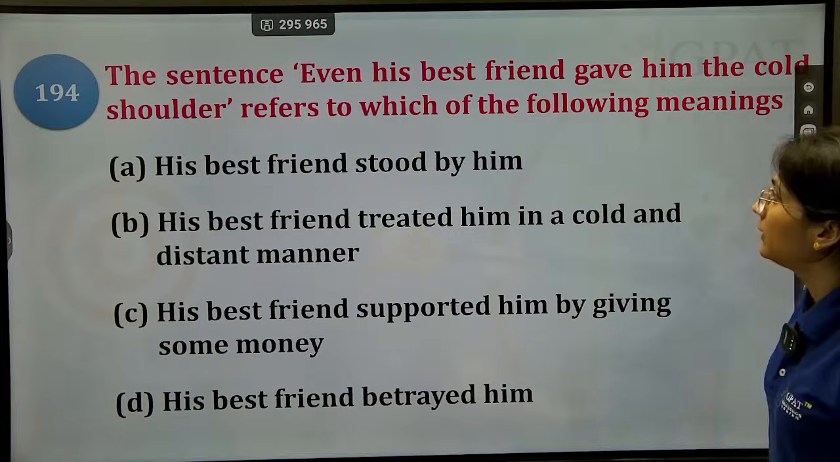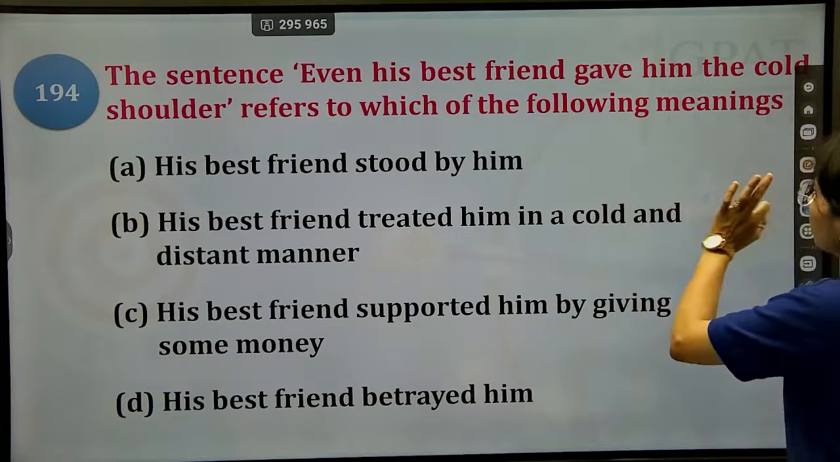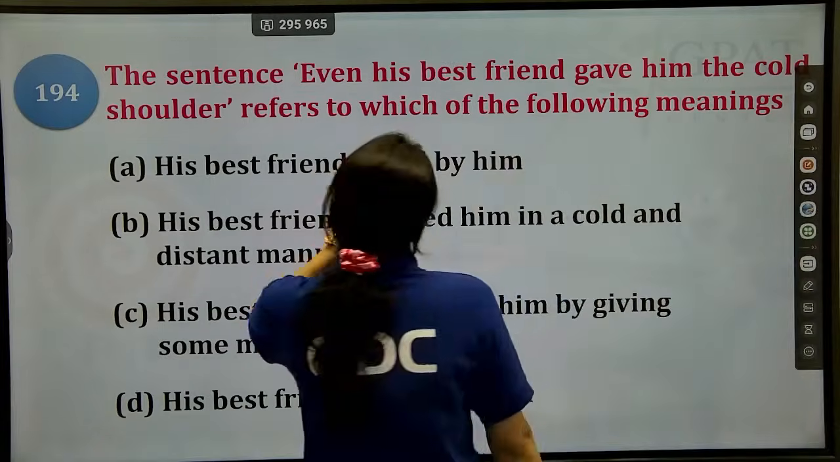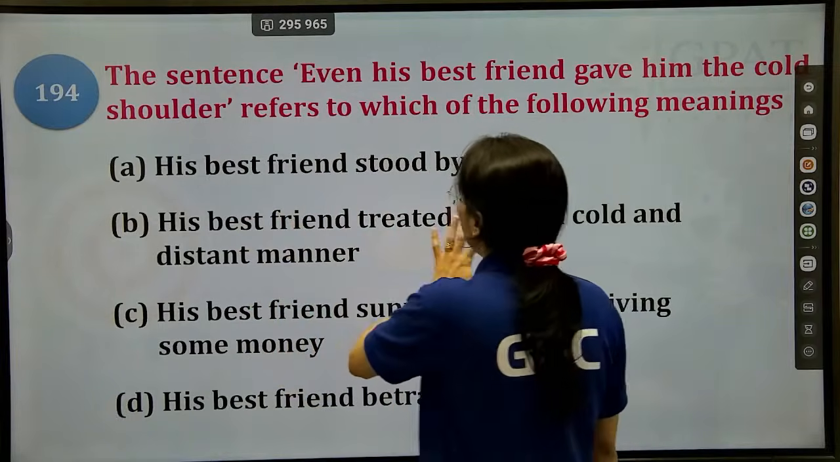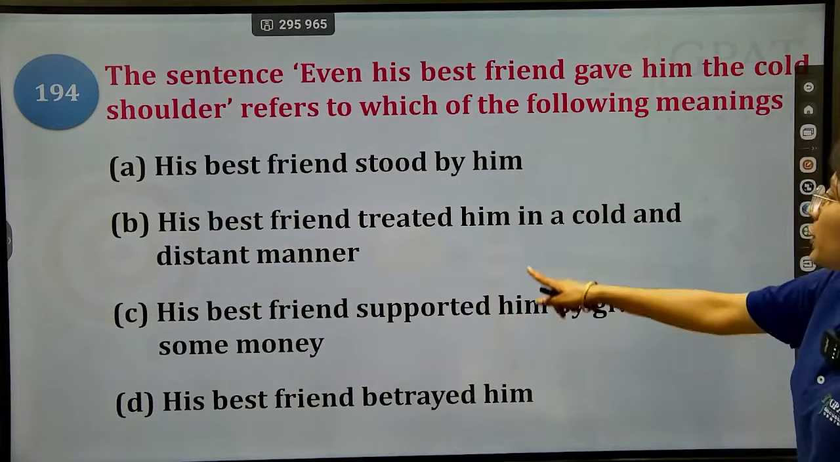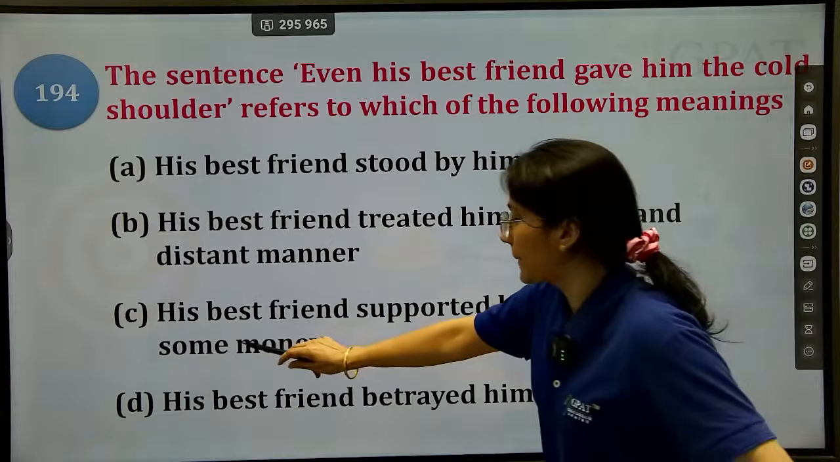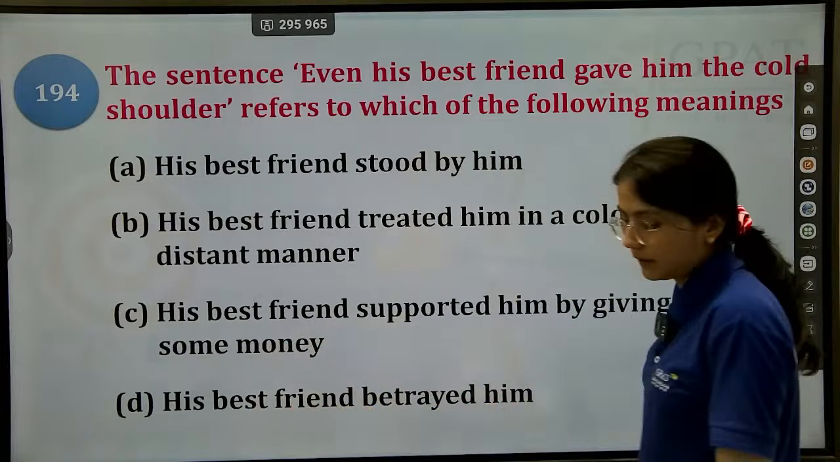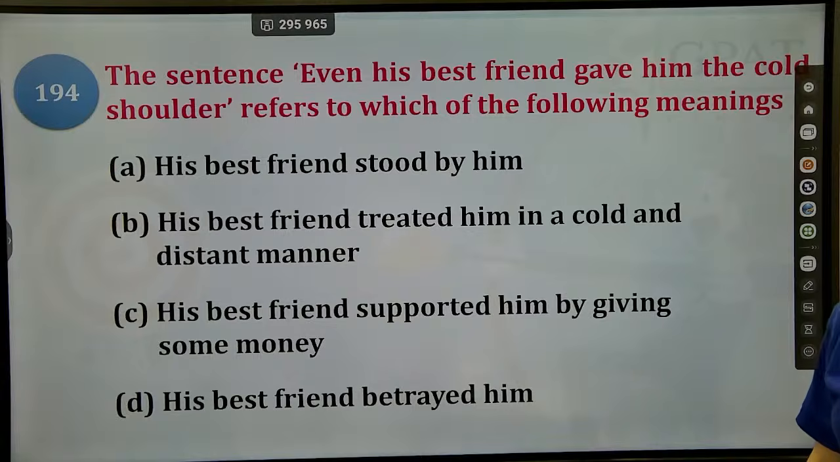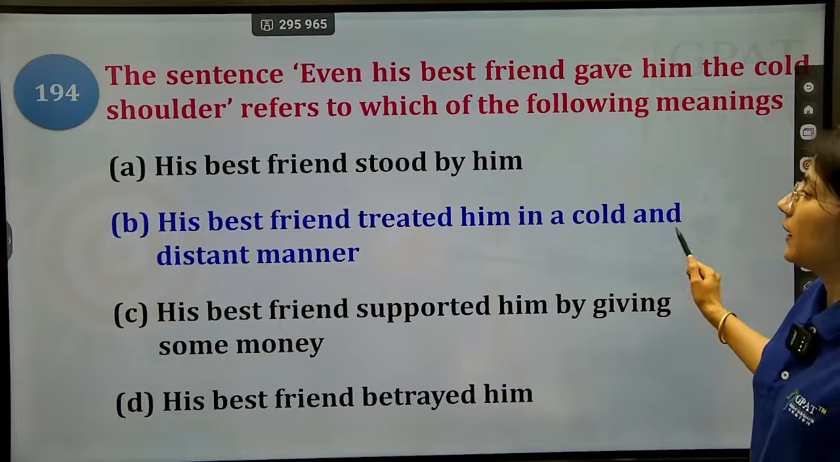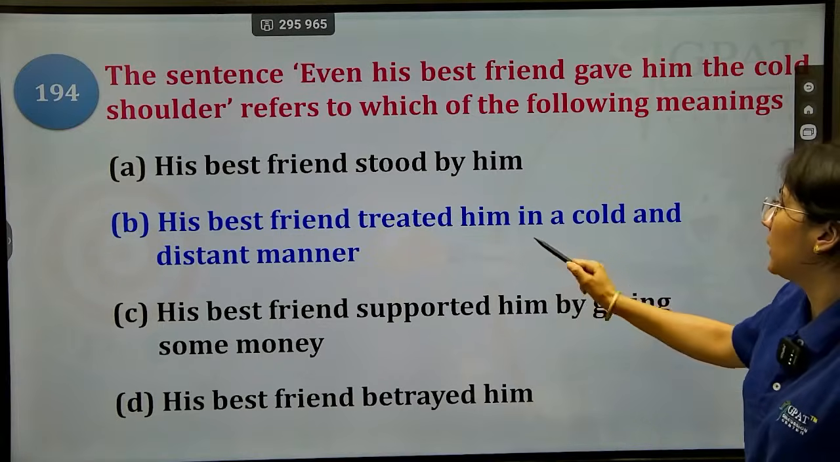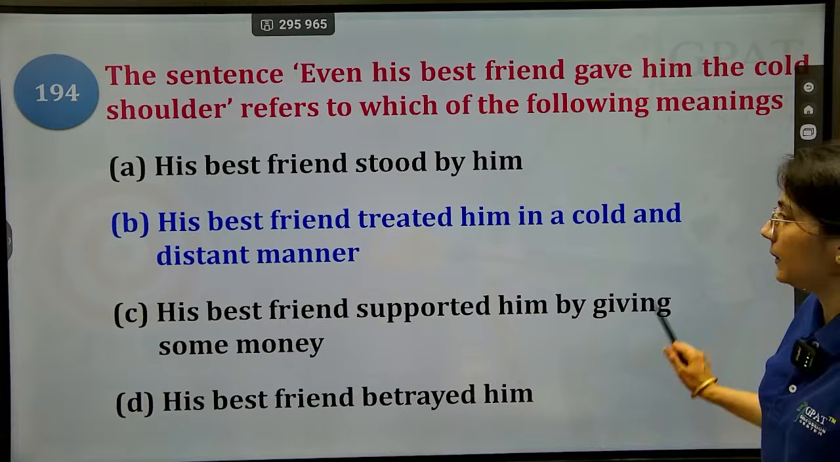Now the sentence, even his best friend gave him the cold shoulder, refers to which of the following meanings? His best friend stood by him. His best friend treated him in a cold and distant manner. His friend supported him by giving some money. His best friend betrayed him. So the answer is, his best friend treated him in a cold and distant manner.